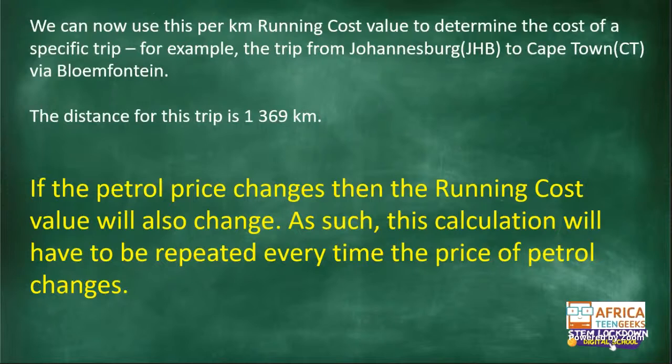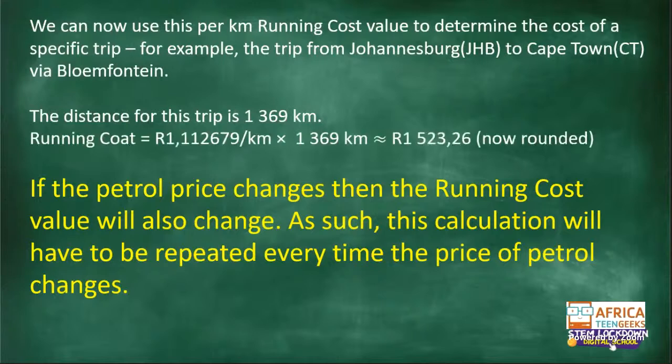And who can tell me how you are going to multiply that? How will you know how much the running cost will be when you take a trip with a distance of about 1,369 kilometers? Say you are traveling from Johannesburg to Cape Town via Bloemfontein. So, of course, the running cost, pardon the spelling there, it should be the cost here, not the code. The running cost, as we know, is 1 rand, 1.12679. That is why we said we don't round off until the final answer.